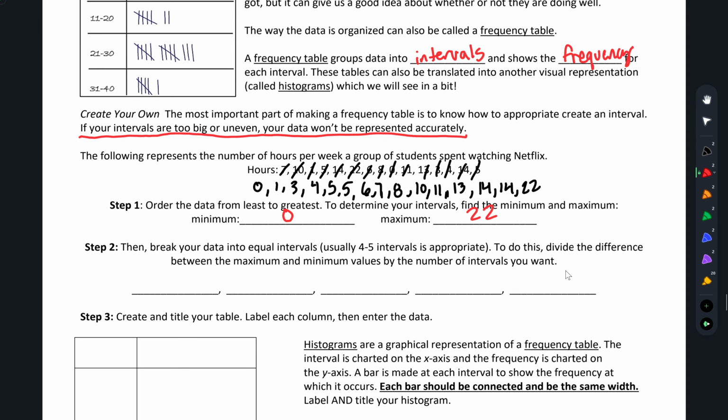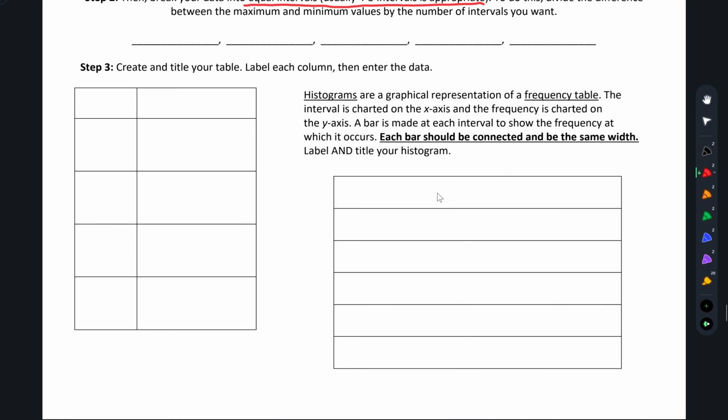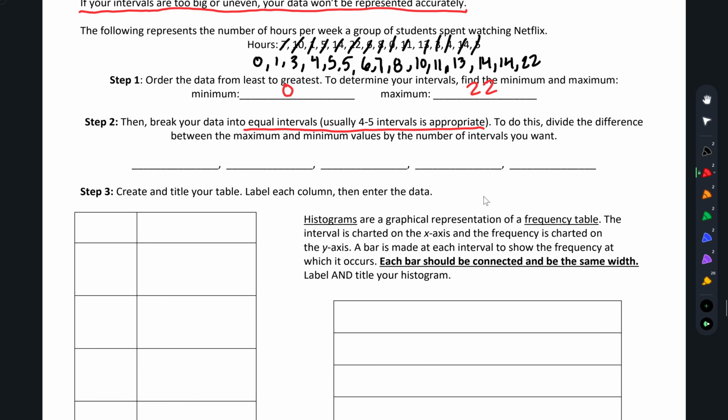Now we're going to divide our data into equal intervals. Usually about 4 to 5 intervals is what we like to do. It's kind of up to you. My table here has room for 4 intervals, so I'm going to do 4 intervals. It's kind of up to your personal preference on the homework. Maybe it'll tell you, maybe it'll have a specific amount for you to do, whatever.